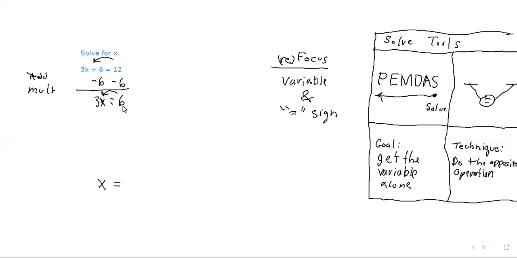So what do we use? Our technique. What's the opposite of multiplication? Division. So we're multiplying by 3, we're going to divide by 3. And whatever we do on one side of the equal sign, we have to do the same operation on the other. So we're going to divide the other side of the equal sign by 3 as well. And now we simplify. 3x divided by 3 is going to give us 1x, which is x, because the 1 is invisible in algebra. And 6 divided by 3 is going to give us 2. So our answer is 2, and this is the answer we should be looking for in the multiple choice options for our question.